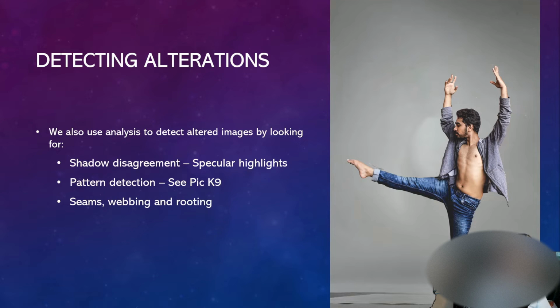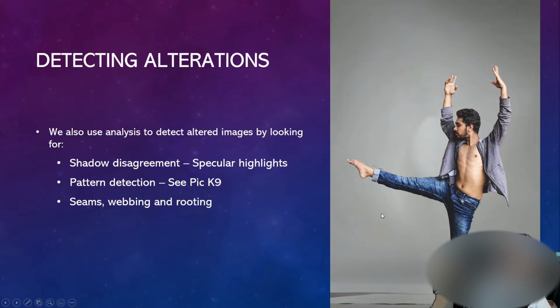This can also be useful in detecting other types of alterations, as in a composite. As I mentioned before, our powers of observation with the human brain tend to be very powerful. It just needs to be tuned. So if we're looking for alterations in an image, we're looking for things like shadow disagreement or specular highlights, pattern detection.